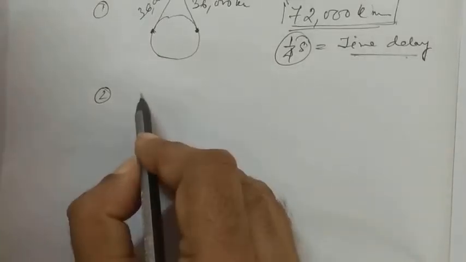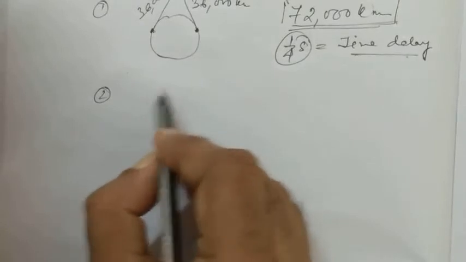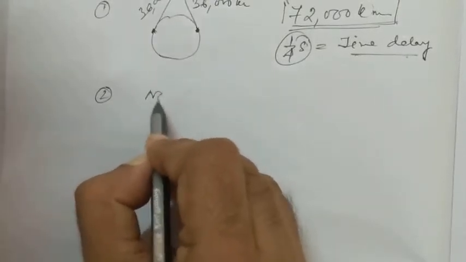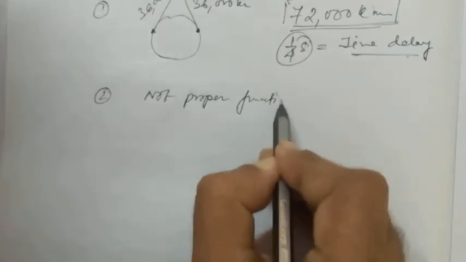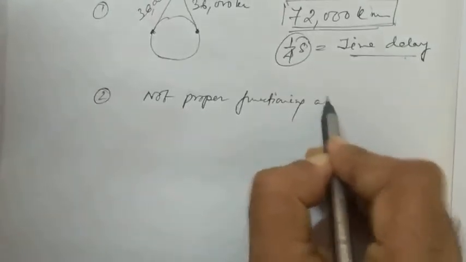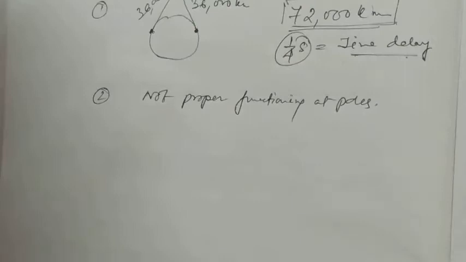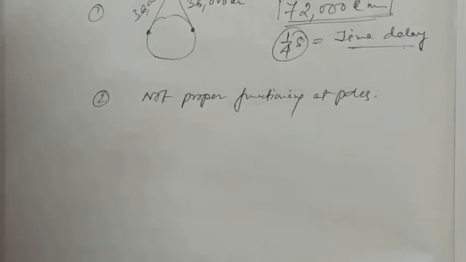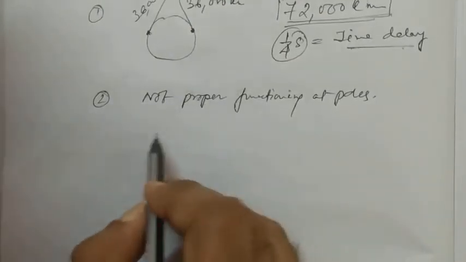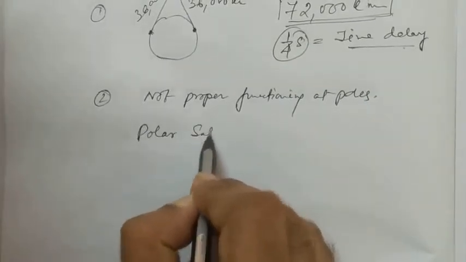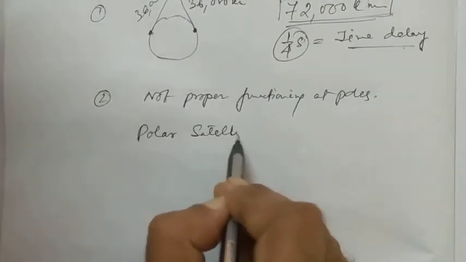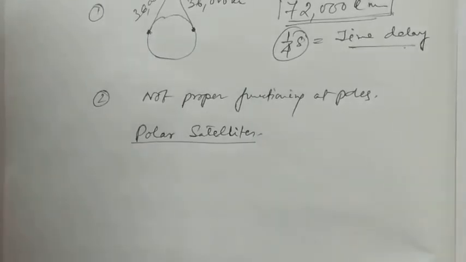Now, you can write this as not proper functioning at poles. Now, polar satellites. The two hindrances that we are facing with the use of the geostationary satellite can be rectified by the use of polar satellites.